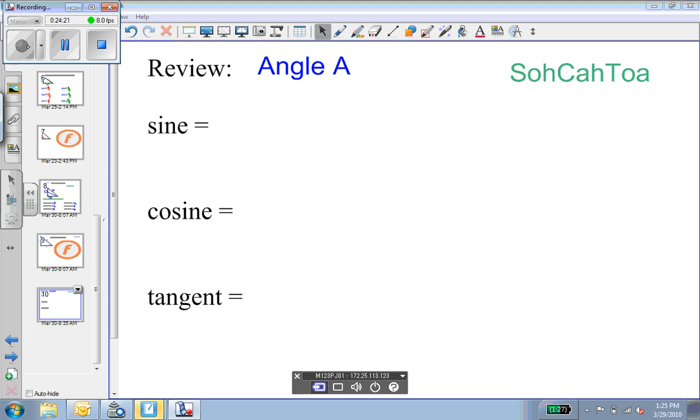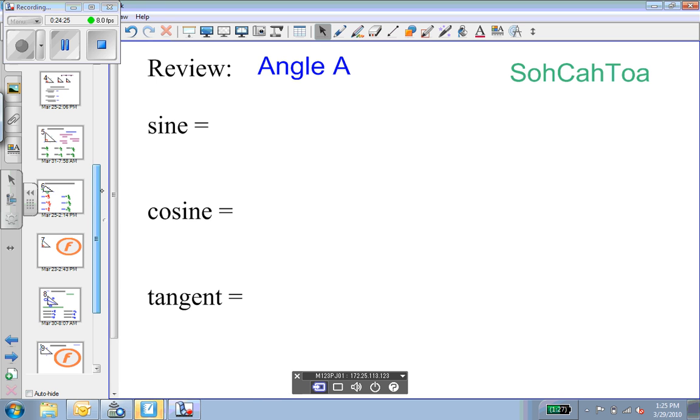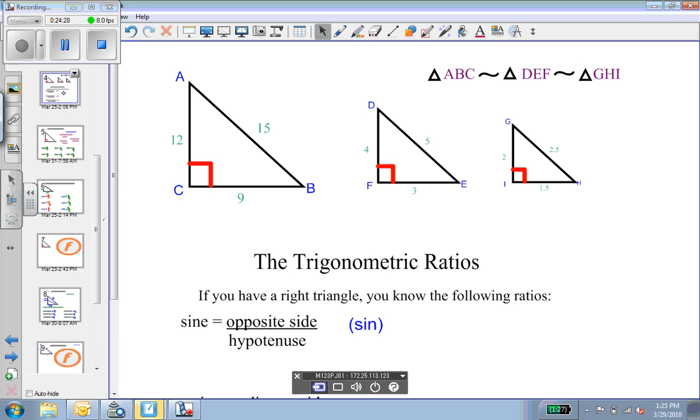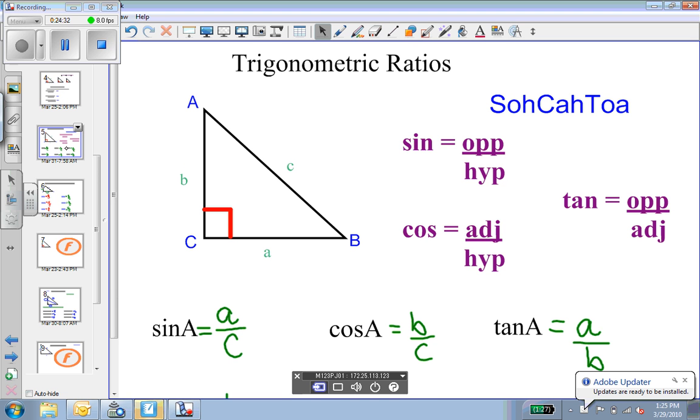Good job. I'm going to show you guys a couple of tricks for memorizing. So first, there's SOHCAHTOA. Okay. So S stands for sine, which is opposite over hypotenuse, and then C stands for cosine, which is adjacent over hypotenuse, and T is tangent, opposite over adjacent. Good. So SOHCAHTOA is one way you can remember it.